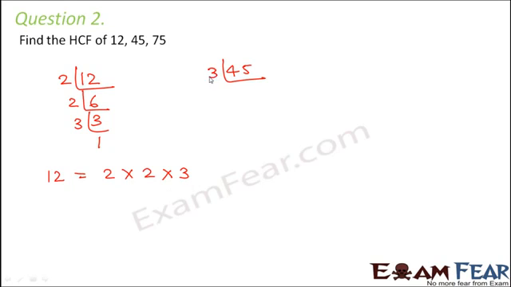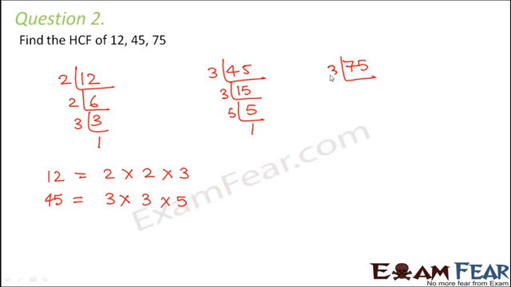Let's do it for 45. We will divide it by 3. 3 1s are 3, 3 5s are 15, again 3 5s are 15, and then 5 1s are 5. So 45 can be written as 3 into 3 into 5.